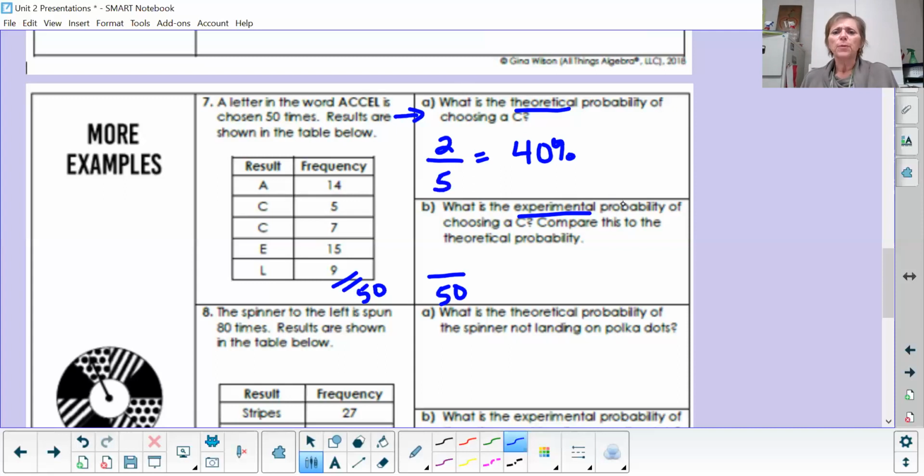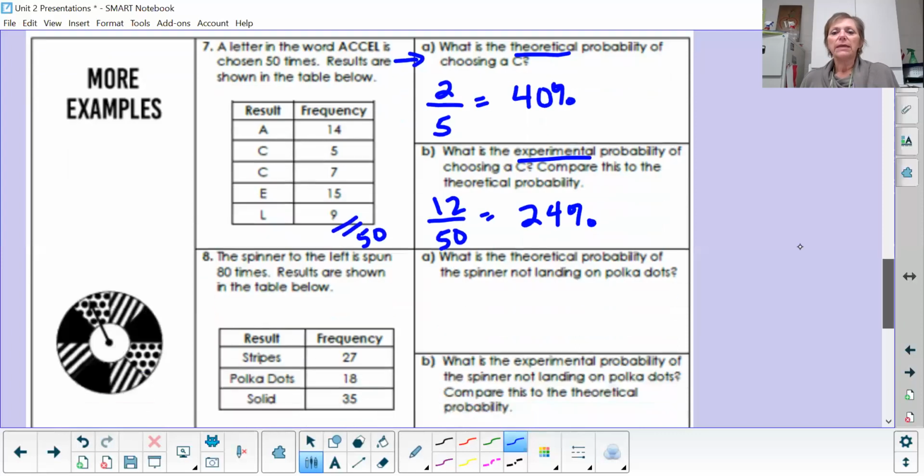What is the experimental probability of choosing a C? Well, let's look. Do you see 5 and 7? So if I added 5 and 7, I would get 12. Divide that out, and you get 0.24, which is 24%.